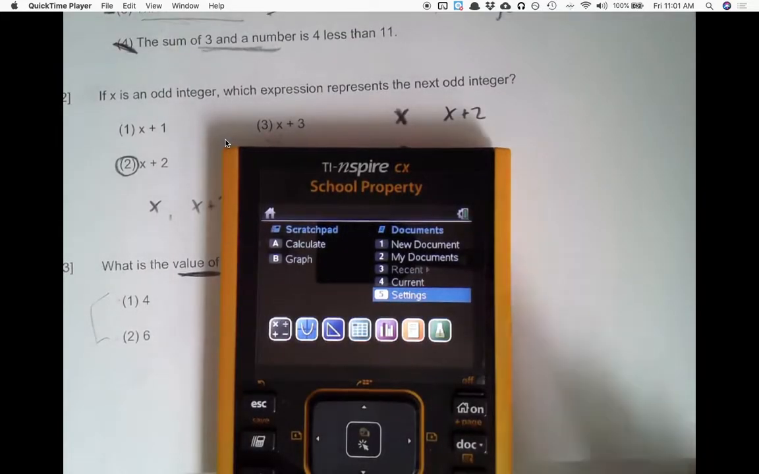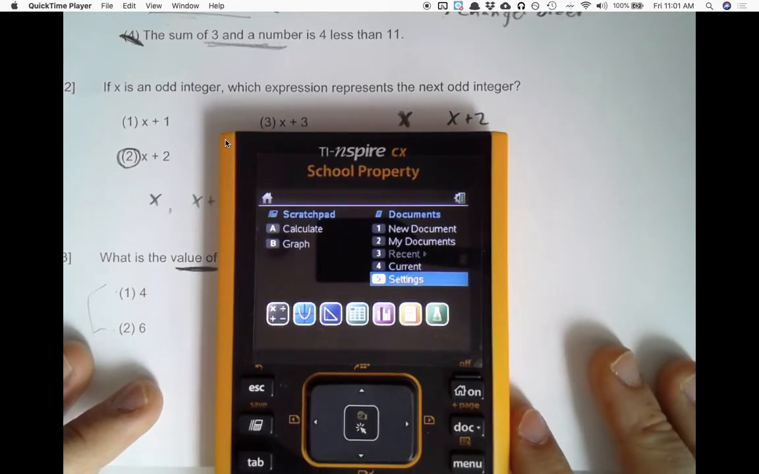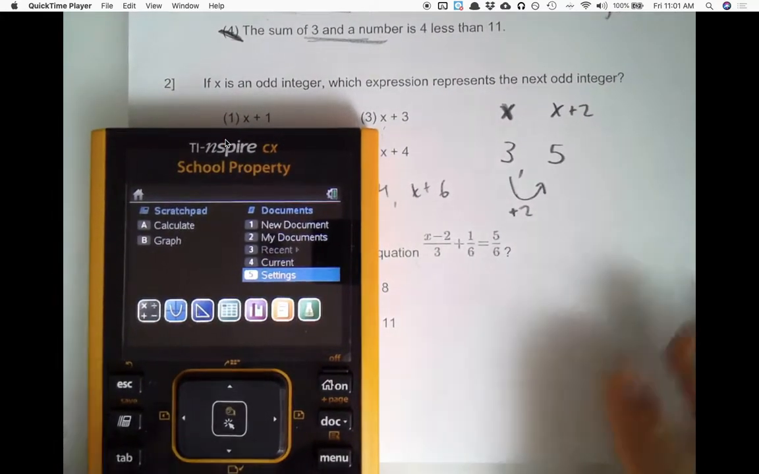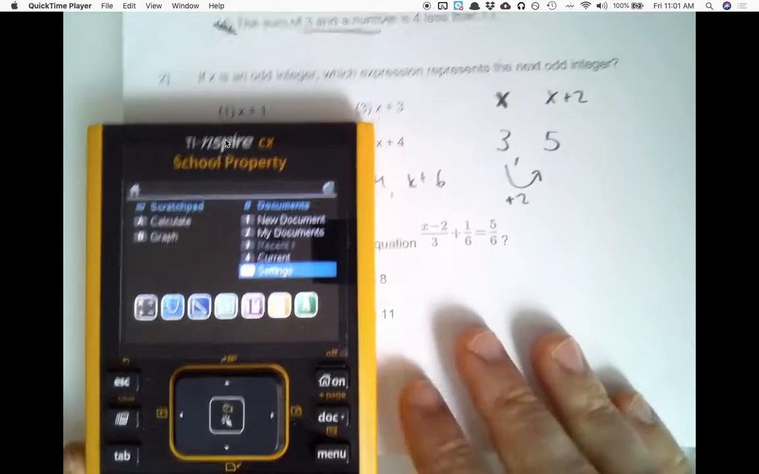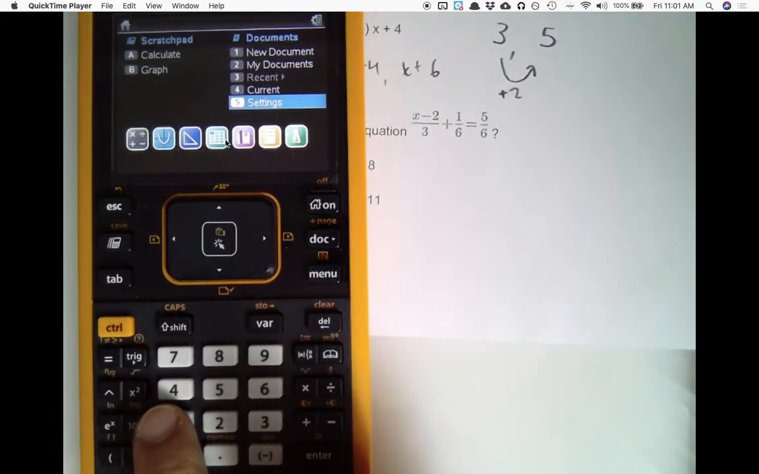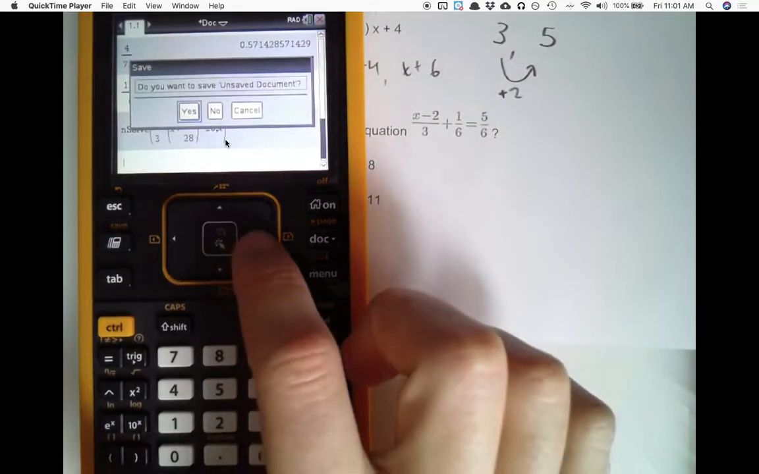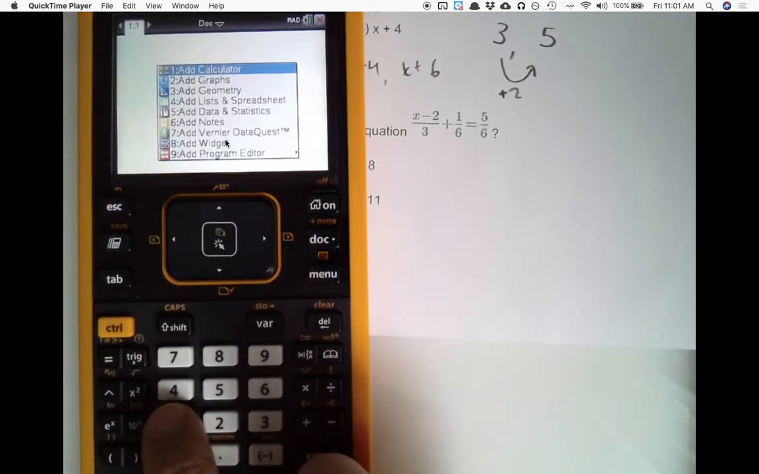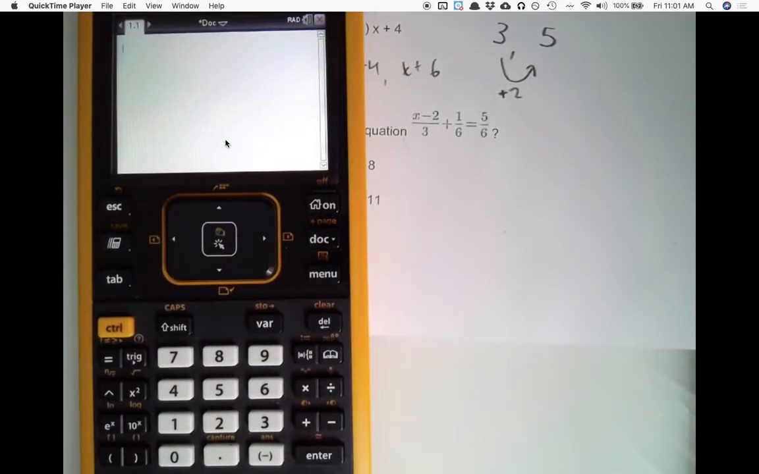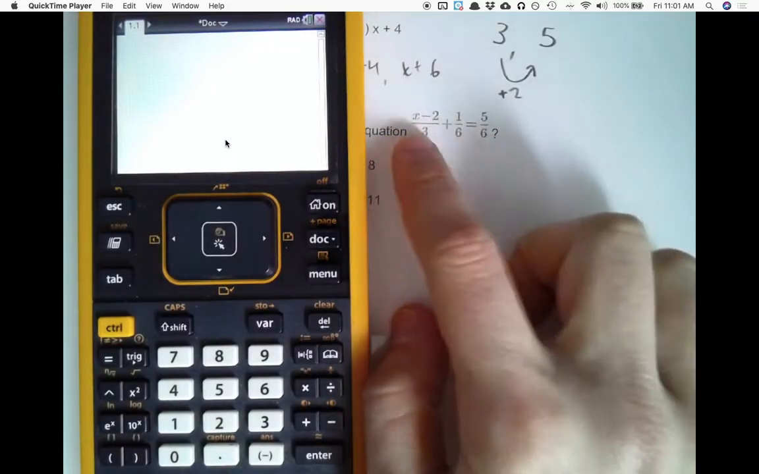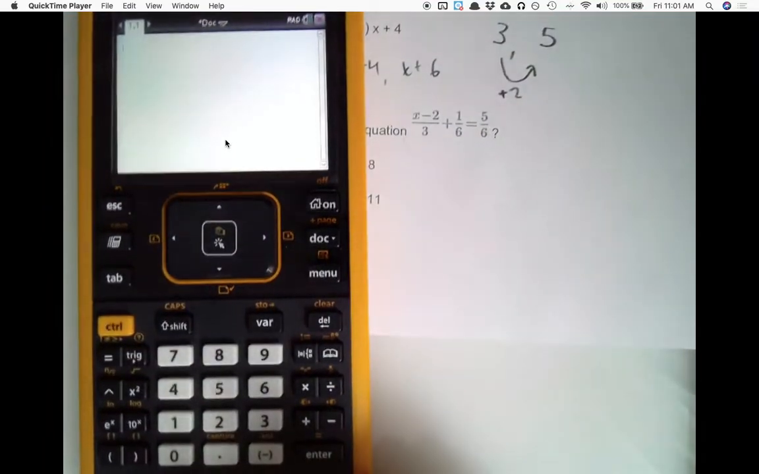I'll turn the light off here so it gets a better view on the calculator. So for the calculator, what we're going to do is I'll come over here to New Document. I'll do that by pressing the 1 key, just because it says 1 up there. I do not want to save. I just want to have a new blank document. I'll press 1 again to add a calculator. And when I'm trying to solve for a value of x, all I've got to do is use my nSolve function on the TI-Nspire here.